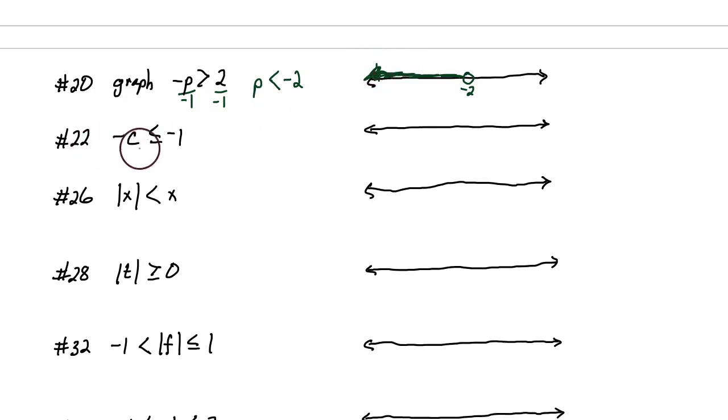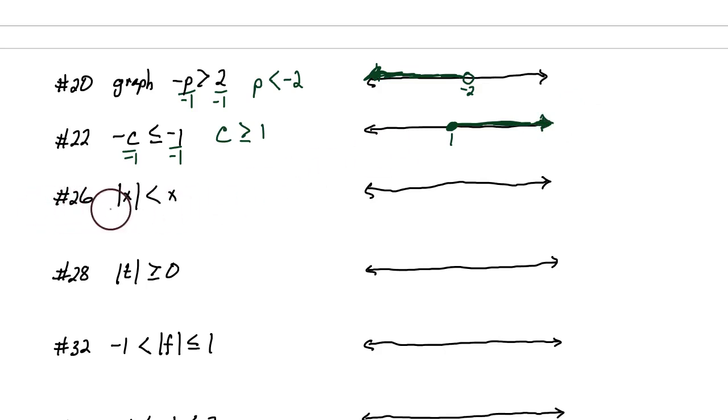Number 22. We can solve for c by dividing by negative 1 on both sides. When you divide by a negative, switch the arrow symbol. c is greater than or equal to 1. Locate 1, put a closed dot, and shade the numbers greater than it.